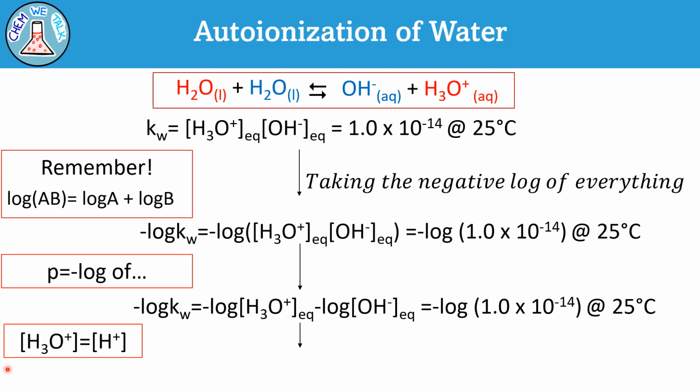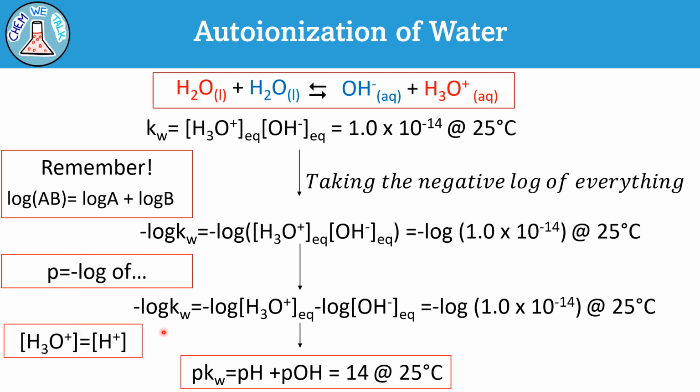But just remember that H3O+ and H+ are the same thing as well. So let's just replace everything that has a negative log of by P. So negative log of Kw will become pKw, negative log of H3O+, because H3O+ and H+ are the same, will become pH.